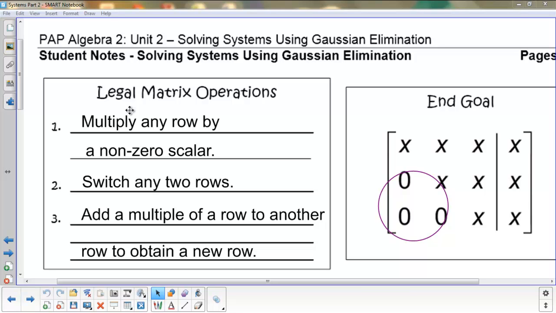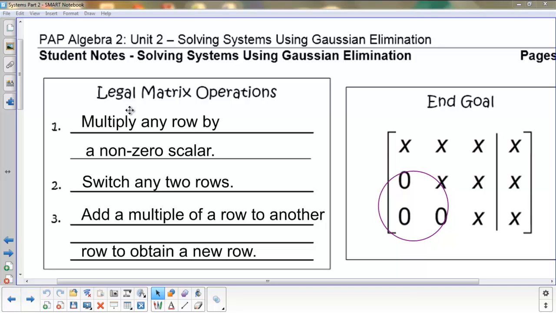So the first operation that we've got to be able to embrace is multiplying any row by a non-zero scalar. That makes sense with a two variable system using elimination, where we're trying to get the variables the same and getting one to cancel out. That is essentially what you're doing. So if you have x plus y, for example, and negative 2x plus y, you want to multiply the first equation by 2 so that you can get that x variable to cancel out.